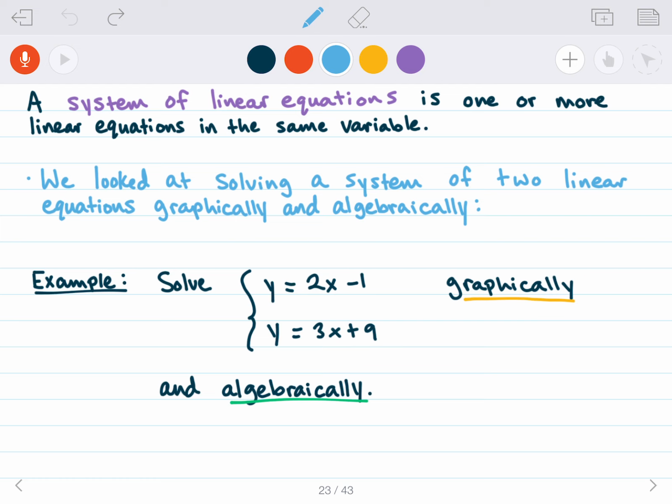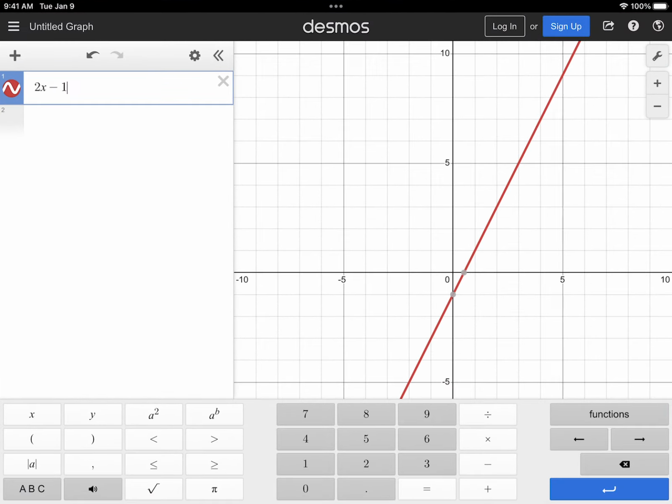Last time we looked at solving a system of two linear equations, or two lines if you like, graphically and algebraically. Let's just remind ourselves how we did this. If we wanted to solve this system right here, we would simply plug each line into Desmos and look at their intersection. That's how we did it graphically. So we have 2x minus 1 and 3x plus 9.